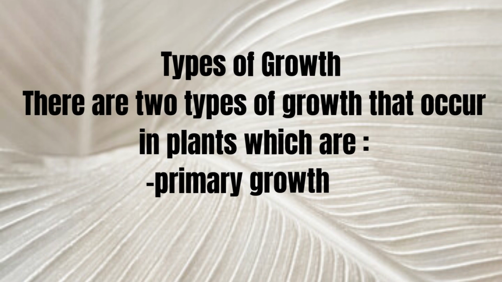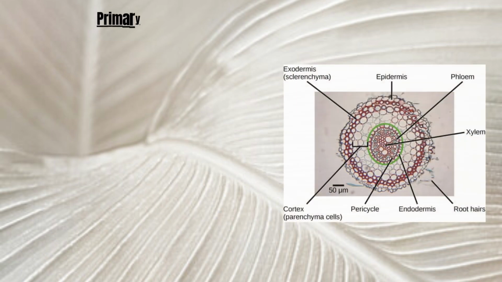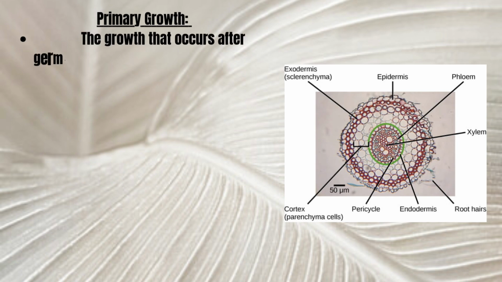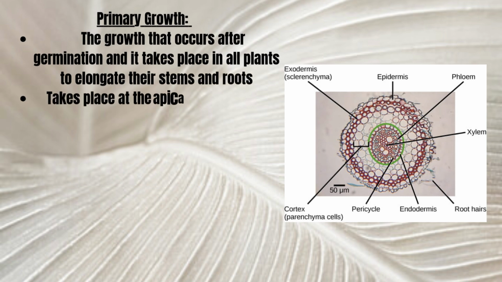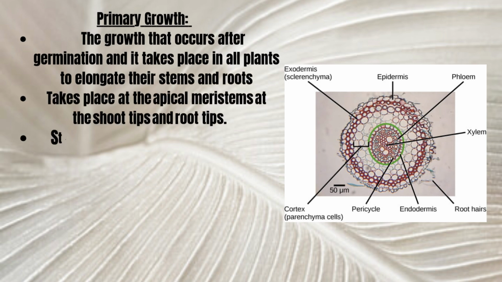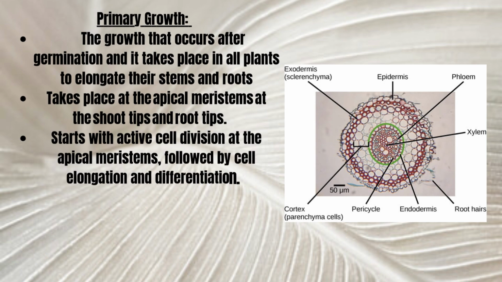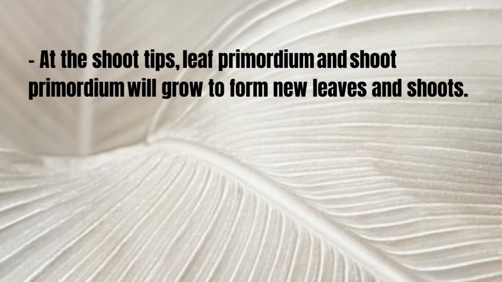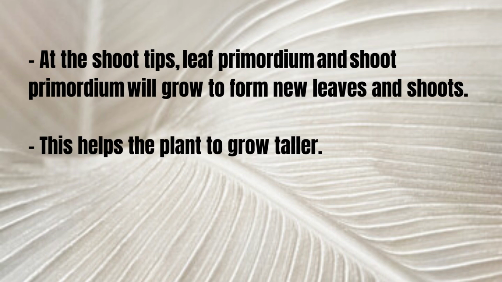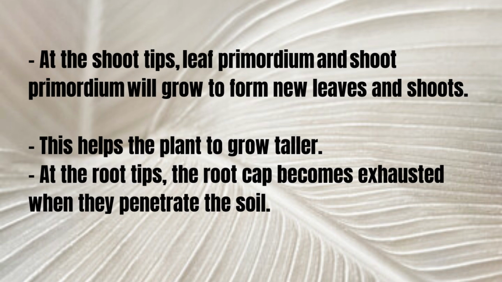There are two types of growth that occur in plants, which are primary growth and secondary growth. Primary growth occurs after germination and takes place in all plants to elongate their stems and roots. This growth takes place at the apical meristems at the shoot tips and root tips. Primary growth starts with active cell division at the apical meristems followed by cell elongation and differentiation. At the shoot tips, leaf primordia and shoot primordia will grow to form new leaves and shoots. This helps the plant to grow taller, while at the root tips, the root cap becomes exhausted when they penetrate the soil.